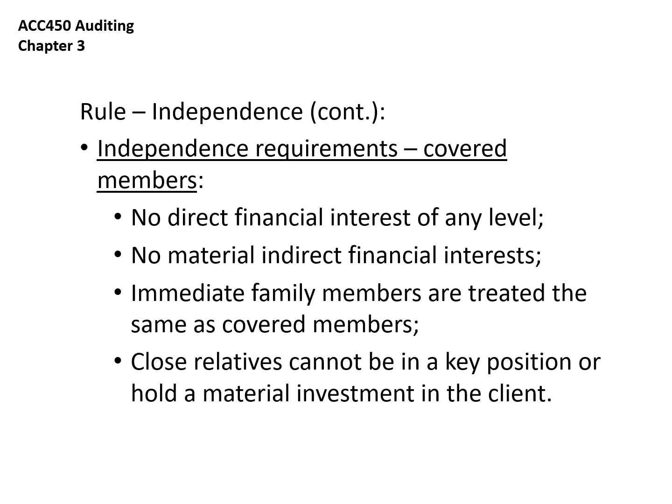Your immediate family members are treated the same as covered members. So it's not just the covered member, it's their spouse and their dependents. Those are considered immediate family members. Then you enlarge that circle, and any close relatives can't be in a key position or hold a material investment in the client, again, relative to that close relative's net worth. Close relatives are defined as parents, siblings, or non-dependent children.